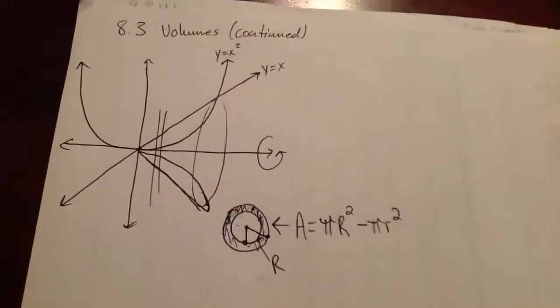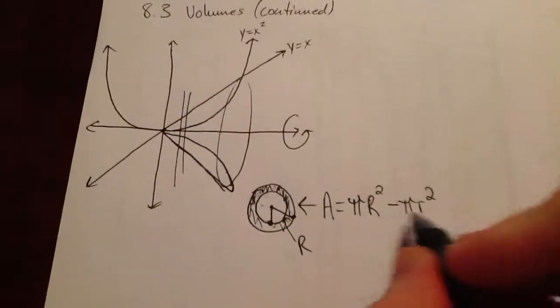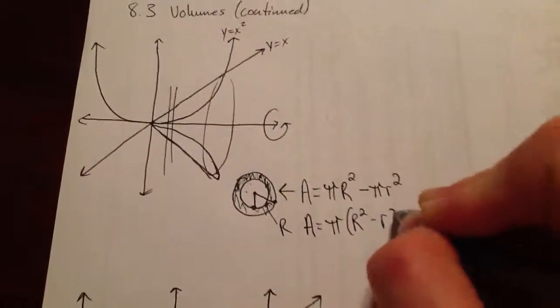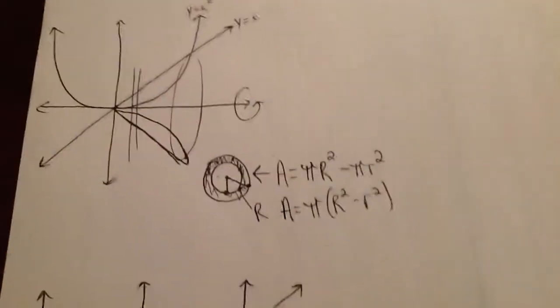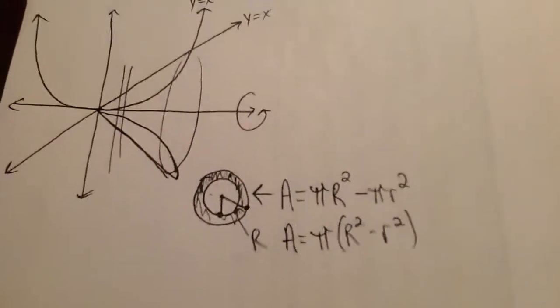Anyway, so that's it. And to make this look a little simpler, we can factor out that pi. So it's pi times big R squared minus little r squared. So I factor out the pi. That's the area of that washer.